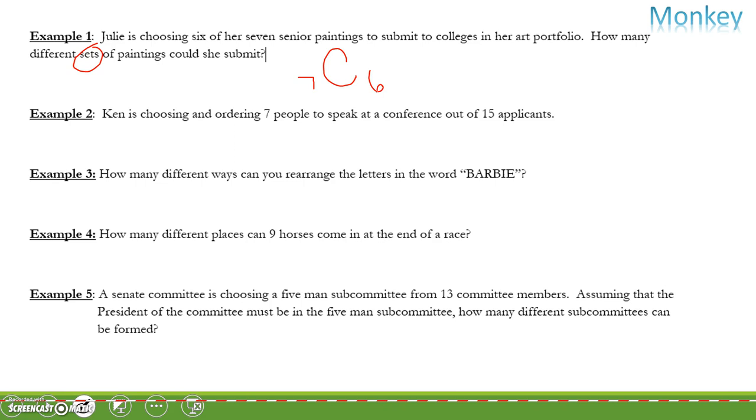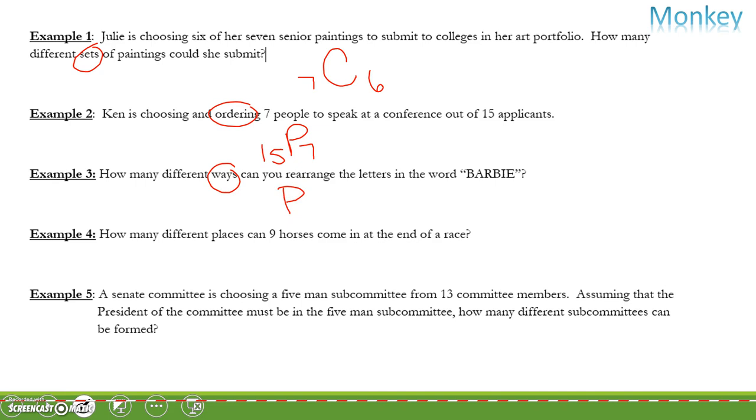Okay, I'm going to go and do this on the calculator all at once, so I'm going to fill it out. So Ken is choosing and ordering 7 people to speak at a conference out of 15 applicants. So it says the word order, so that's a permutation. That's one of my keywords. I put the bigger number first, the smaller number second. Next one, how many different ways? Ways is a keyword for permutation.